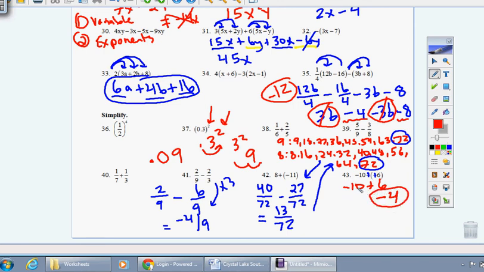Or, what's our trick? If I have two numbers and their signs are different, I subtract them. So 10 minus 6 is going to give me 4. And I keep the sign of the bigger number. Well, what's bigger, 10 or 6? 10's bigger. So I'm going to keep the sign of 10, which is negative. So my answer, either way, is negative 4.